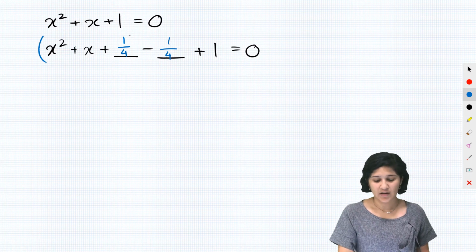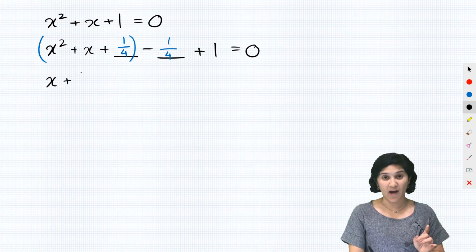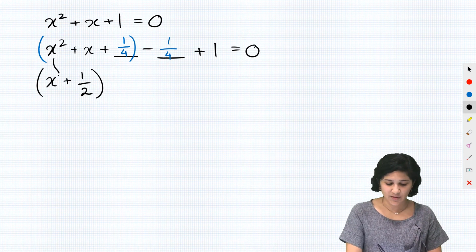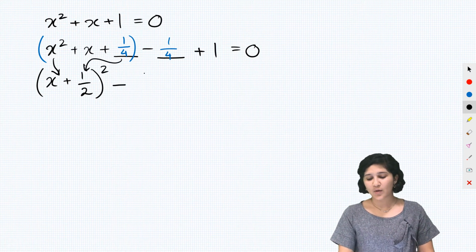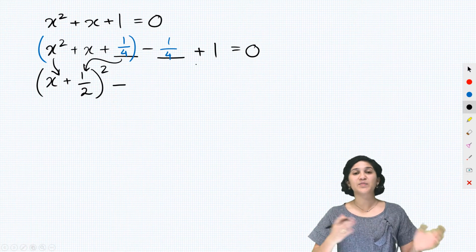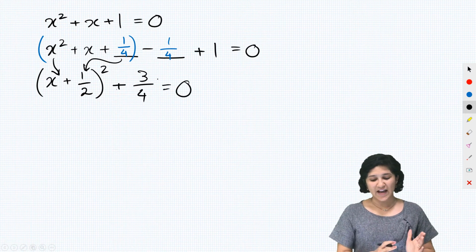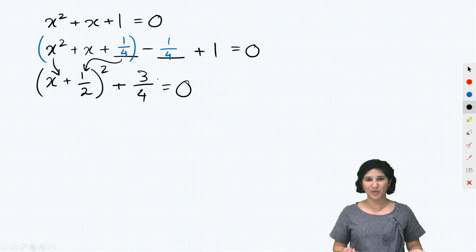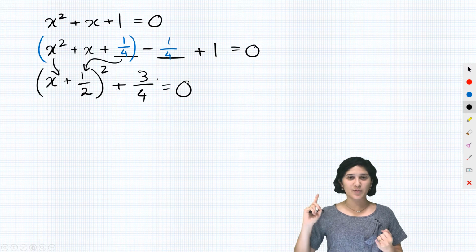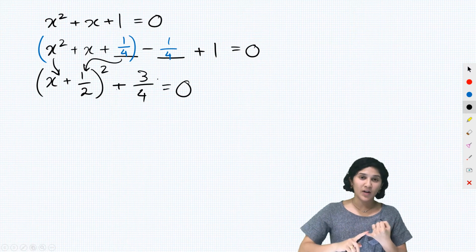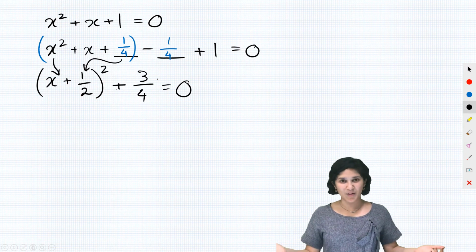Okay? And now this part becomes my perfect square. x plus 1/2. So that's the square root of this and the square root of this squared. Minus 1/4 plus 1 is plus 3/4. So it'll be plus 3/4 equals 0. And we can go through and solve that in the same way we've done before. Okay, so that's about it for completing the square. We've seen examples where we have monic, non-monic, even b's, odd b's, all of the above.